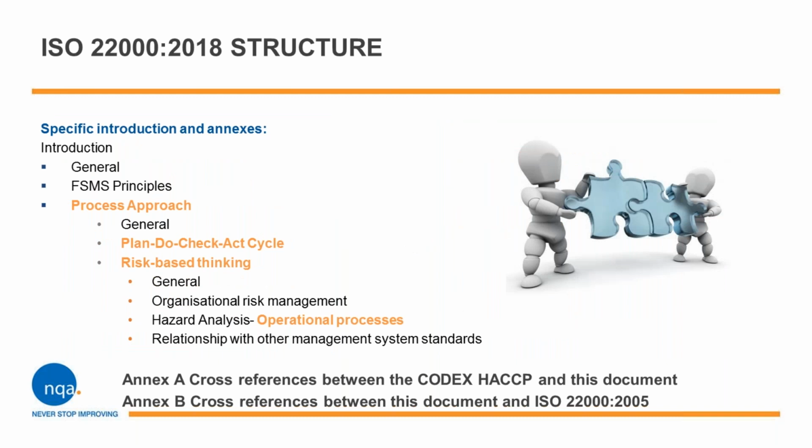The standard has a specific introduction and annexes that highlight the changes on process approach by combining risk-based thinking with the need of processes interaction. It does it through 2 PDCA cycles. Apart from that, you will also see 2 new annexes. Annex A refers to the cross-references between this version of the standard and the HACCP. And in Annex B, you can see cross-references between the previous version and the 2018 version.